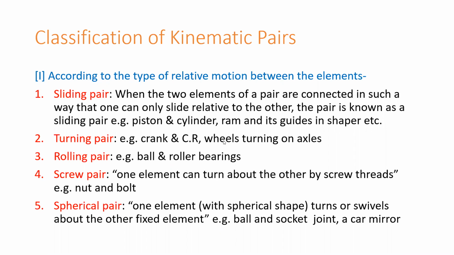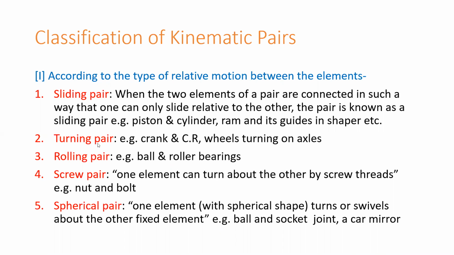Then the ram and its guides in a shaper. The tool in the shaper machine which cuts the metal only slides in a particular path, that is called its guide. So it makes a sliding pair.